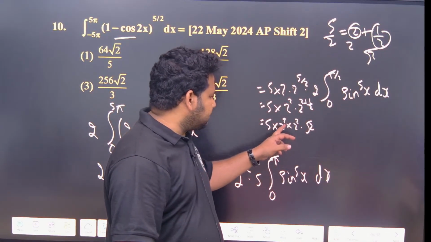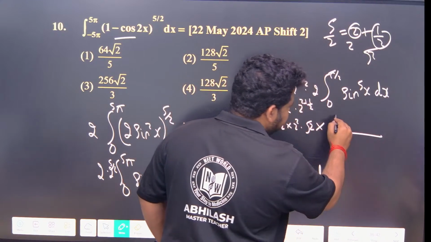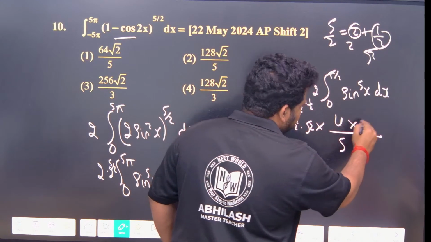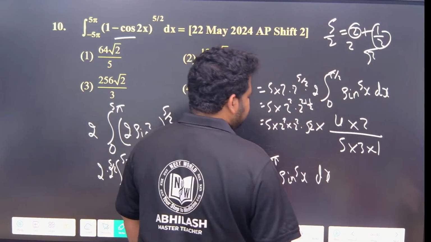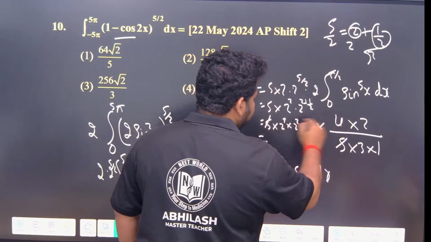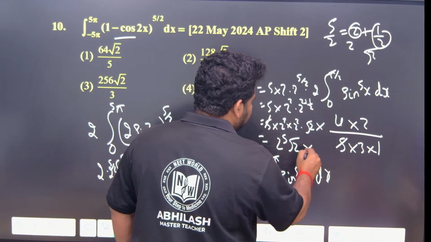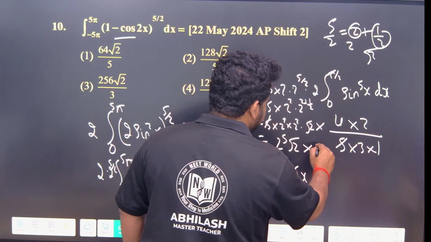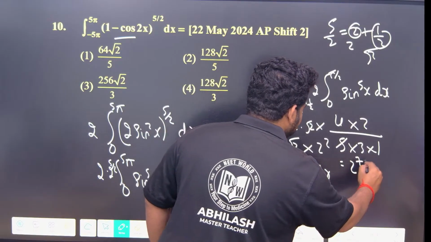5 into 2 square into 2 square into root 2. This is what? Into 5 will be here, here will be what? 4. Okay, into 2, 3 into 1. This is what we are having. 5 cancels. This will be what? 2 cube into 2 square. That is what? 2 power 5 into root 2. What is this? 2 square. Correct na? What I can write? 2 power 7 into root 2.